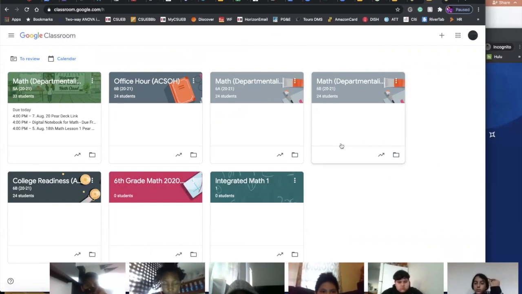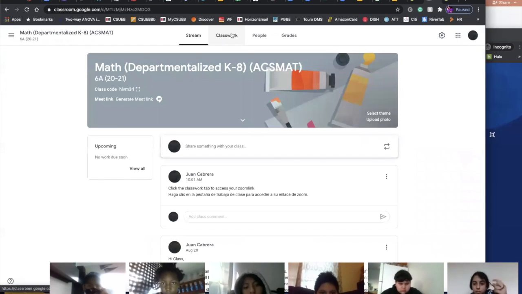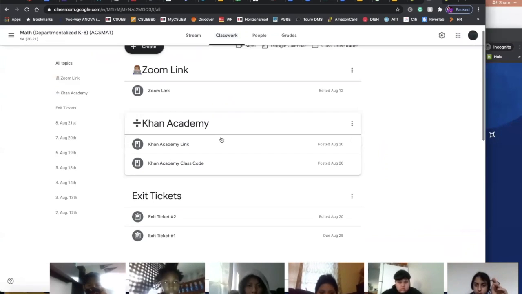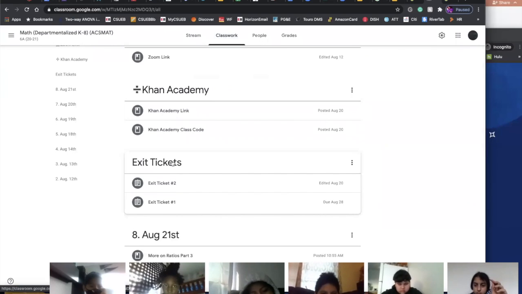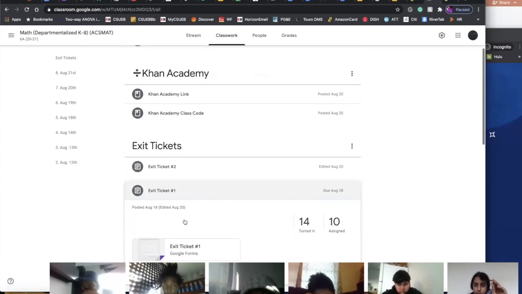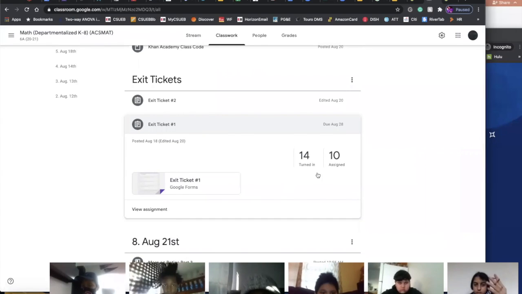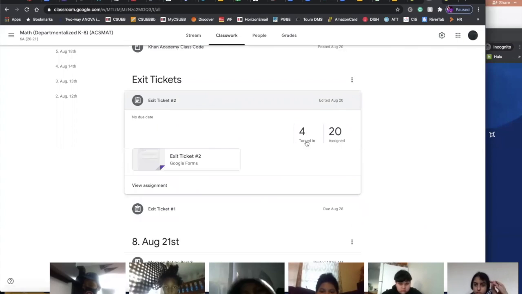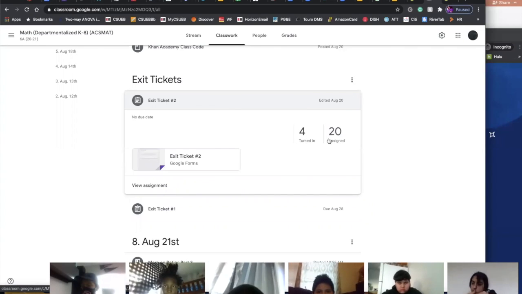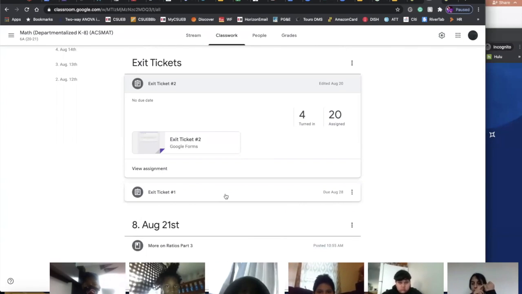Yep. You actually have 2 exit tickets. One that was due already, so you're going to have a little bit of an opportunity to submit that, and the one that's due today. So you're going to go to your math class, go to classwork, under where it says exit tickets. You have 2 exit tickets to complete. First one, I see 14 of you have already turned it in, which is great. There's 10 of you still left. And then the second exit ticket, 4 of you already started turning in, 20 of you left. So that's what we're going to work on right now.